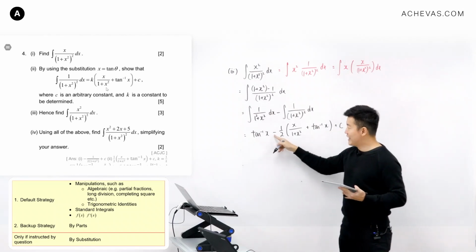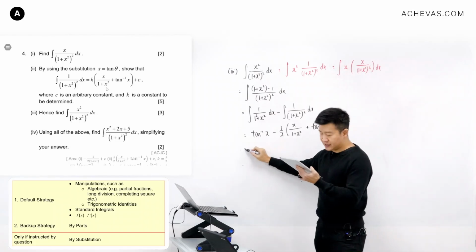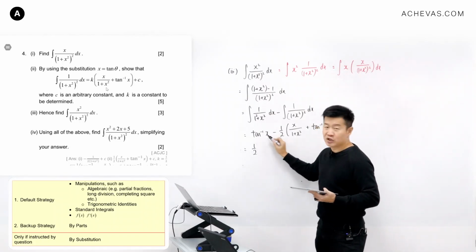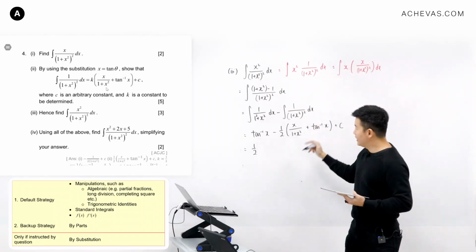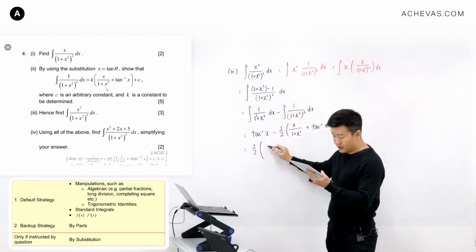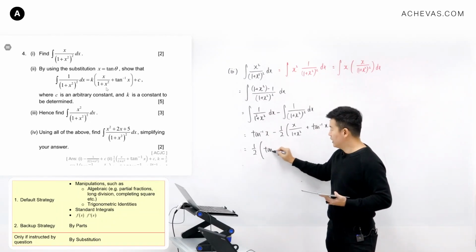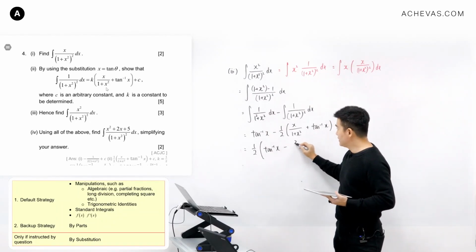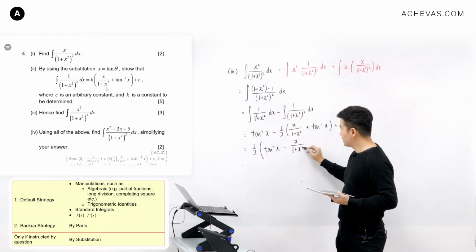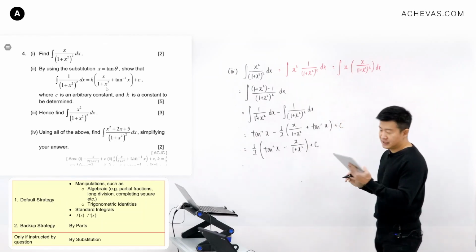So tangent inverse x minus half of tangent inverse x gives me a half of tangent inverse x. If I were to combine this together, it is going to be half of, here we will have a tangent inverse x, that minus x over 1 plus x squared plus c.